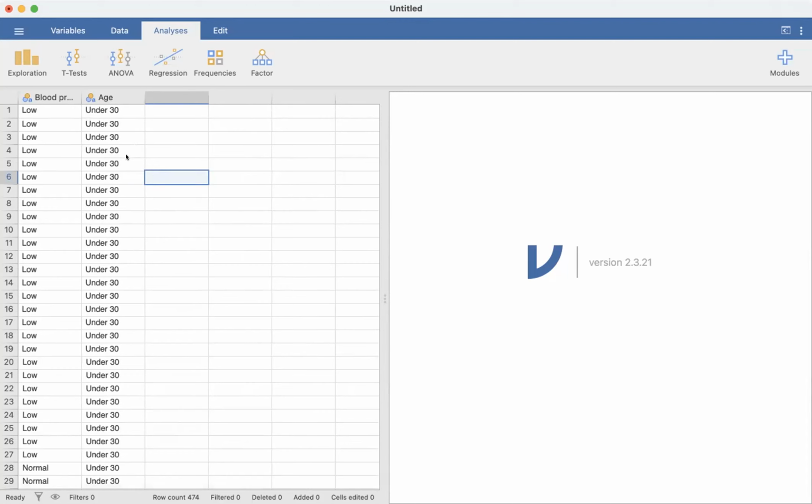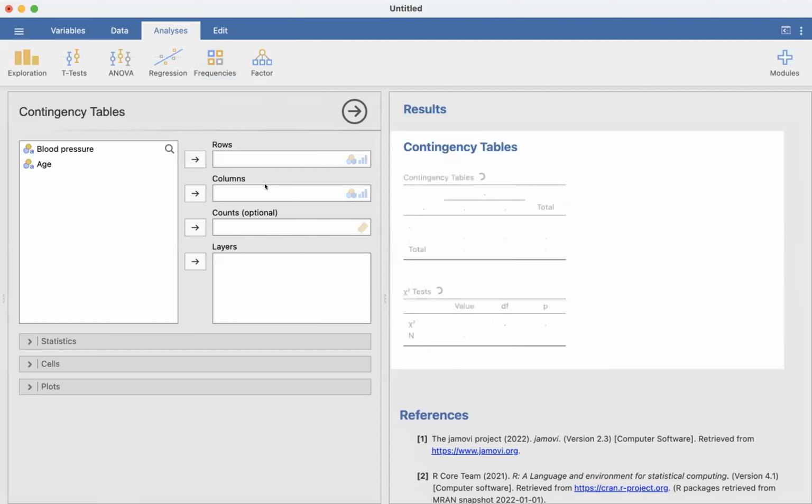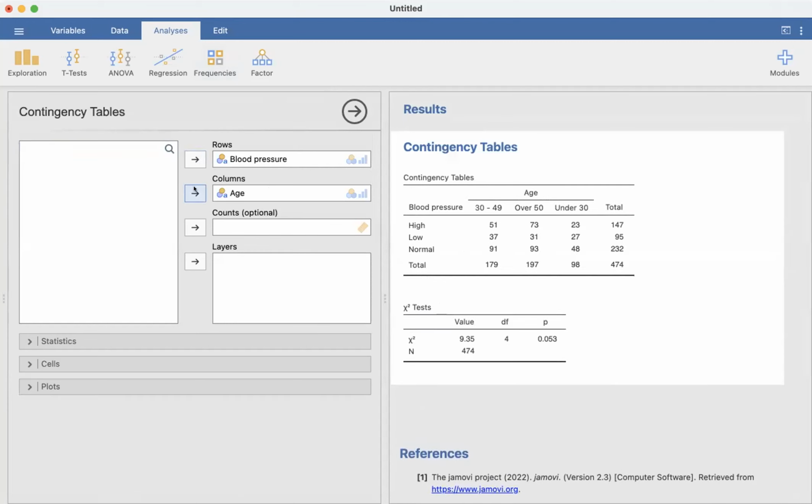To run this test, we're going to click on frequencies, and this is a contingency table, so it's independent samples. If we click on that, we want one of the variables in the rows, one in the columns. It doesn't matter which one goes in the rows versus the columns, you're going to get the same p-value. And it produced a nice contingency table for us on the right.